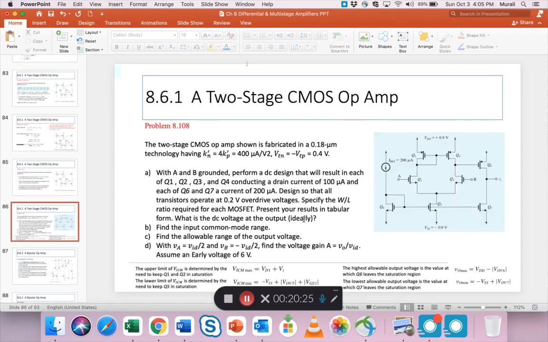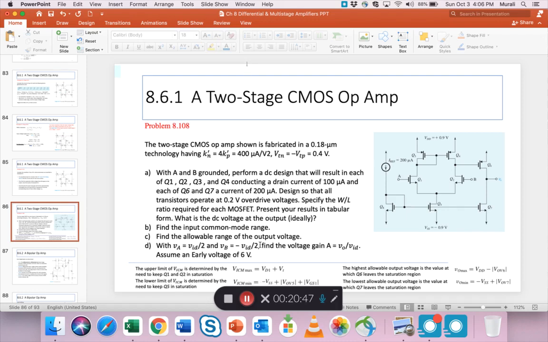Here he has given us some ID data, but he's asking us to find W/L. Present your results in a tabular form. Next, part B is find the input common mode range, which is similar to what we just saw.